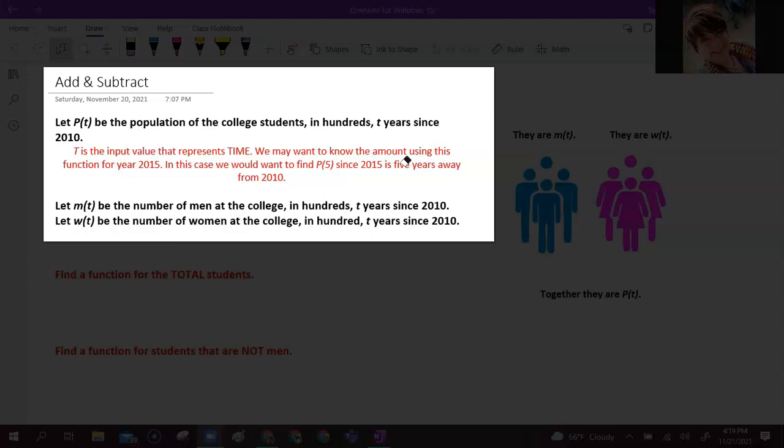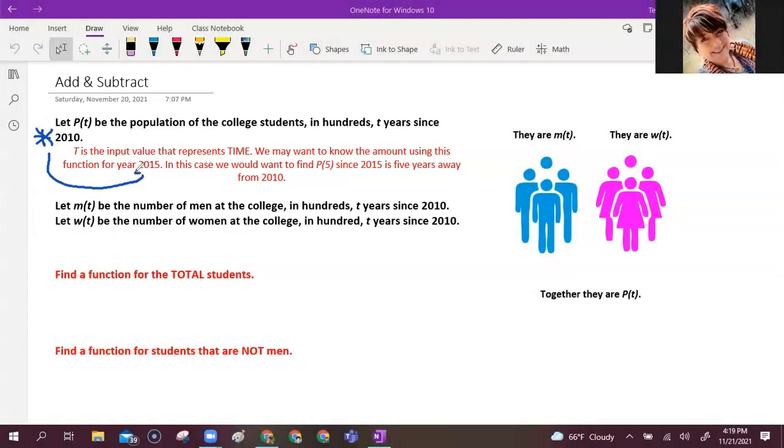So if you do happen to see a situation where they tell you up front how many years it's been since 2010, look at the new year that's given to you and subtract them out, and then that will end up being how many years you're going to evaluate that function at. So this is just a hint going backwards on evaluating functions. Okay, let's move forward with the adding and subtracting.